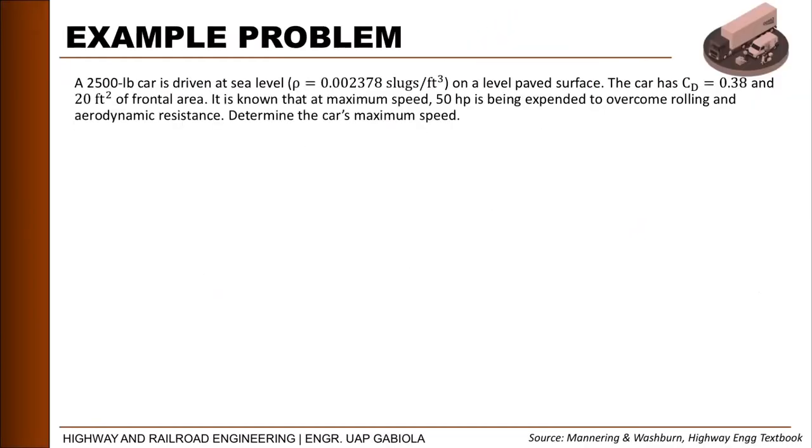A 2,500-pound car is driven at sea level with density of 0.002378 slugs per cubic feet on a level paved surface. The car has a coefficient of drag na 0.38 and a frontal area of 20 feet square. It is known that at maximum speed, 50 horsepower is being expended to overcome rolling and aerodynamic resistance. Okay? So, determine the car's maximum velocity.